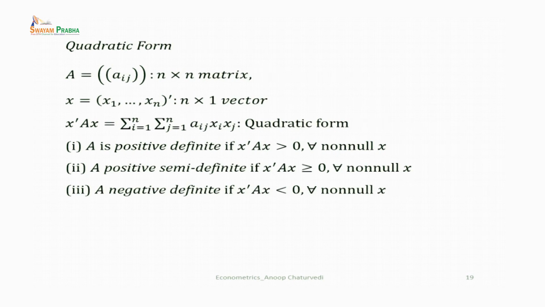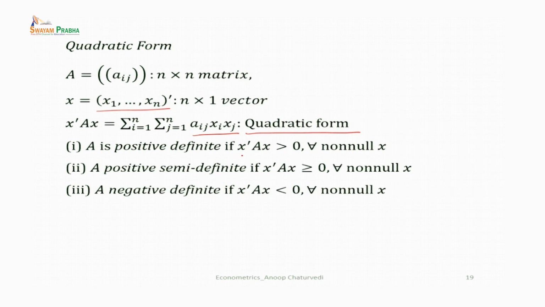Now, we define quadratic form. Suppose A is an n cross n matrix with ijth element A i j. So, A is a square matrix and X is an n cross 1 vector x 1, x 2, x n transpose. Then you can easily obtain X transpose A x, which is equal to summation i equal to 1 to n, summation j equal to 1 to n, A i j x i x j. So, this is actually a quadratic form.